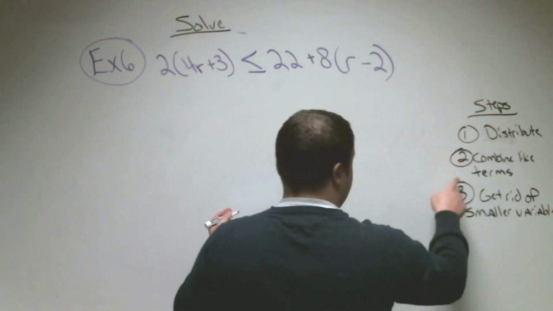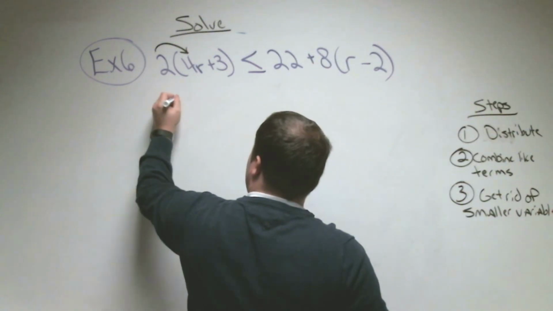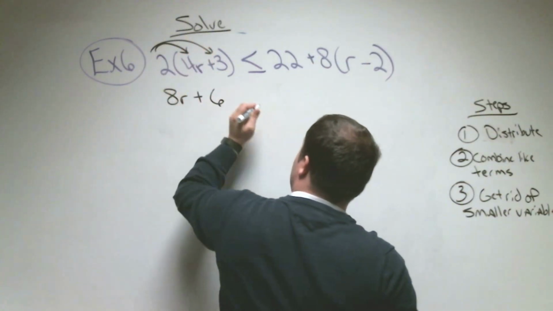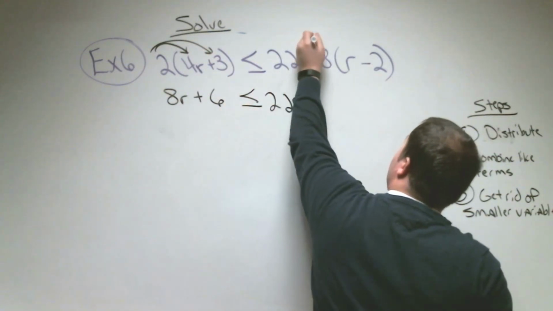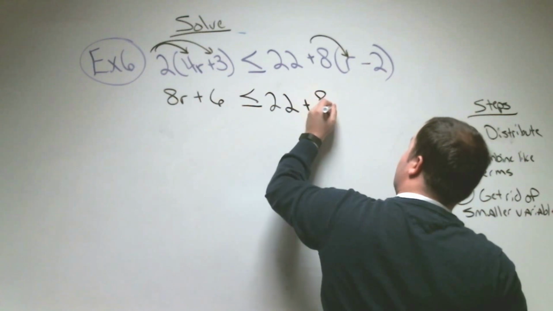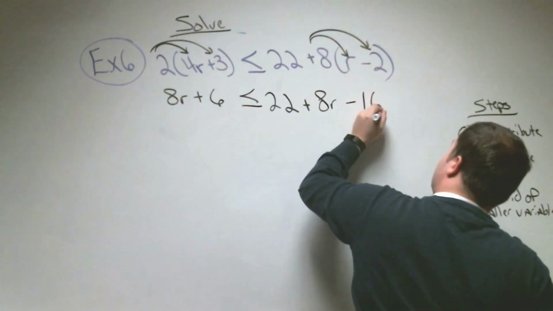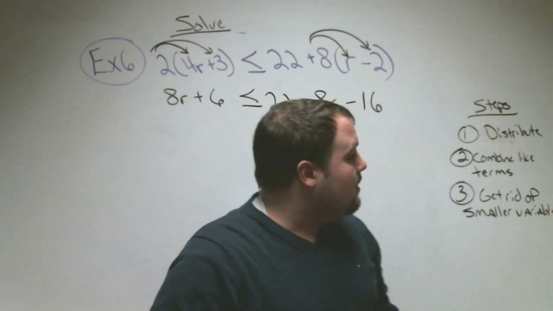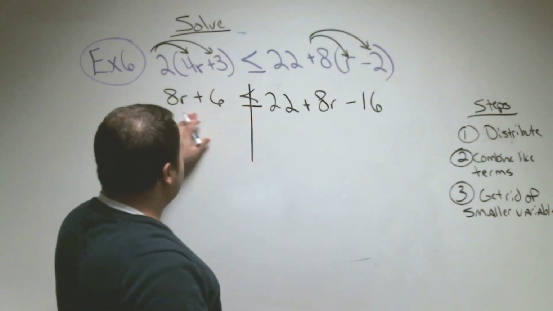We're going to do the same steps here. We're going to distribute. 2 times 4, that's 8r. 2 times 3, that's positive 6, is less than or equal to 22 plus 8 times r, that's 8r, and 8 times negative 2, that's negative 16. So distribution, that's what we get. Next step, combine like terms. So I'm going to draw a line through to make sure I can look at sides.